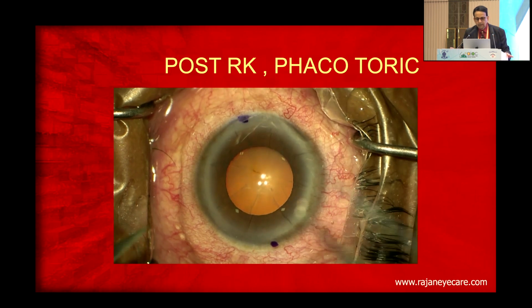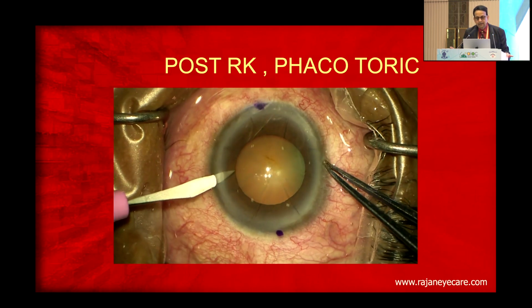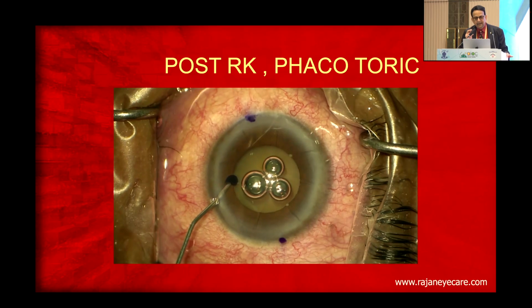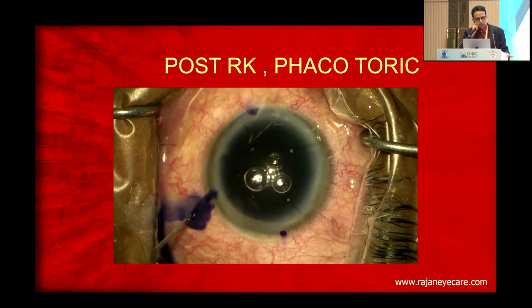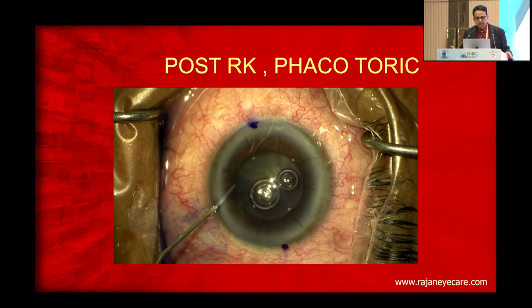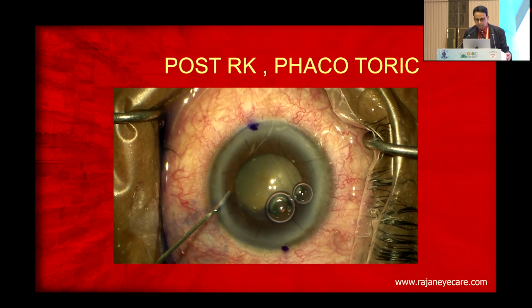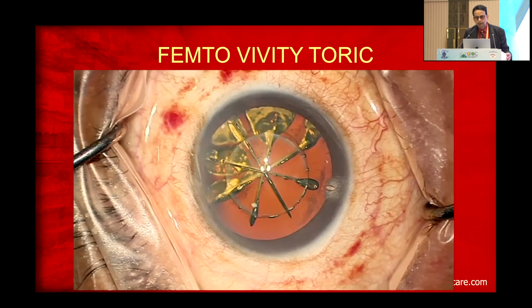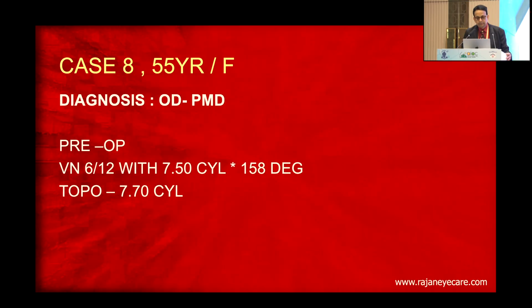These toric lenses do pretty well. So I put a scleral incision, and this is only an 8 RK thing. So if it's more than 16 RK, 32 RK, then you need to be a little careful. Of course, I do femto for many of these patients.